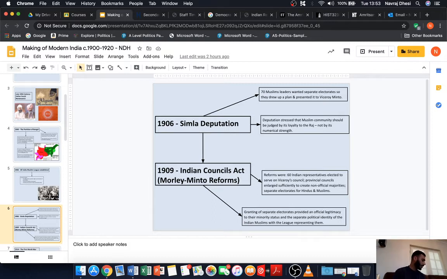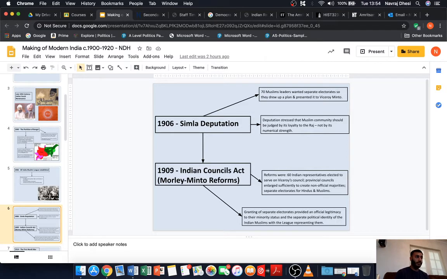So this deputation then leads to the Indian Councils Act, okay, the Morley-Minto reforms in 1909. And these reforms essentially establish separate electorates for Hindus and Muslims, okay? So it really paves the way for distinctive politico-religious identities to be built.